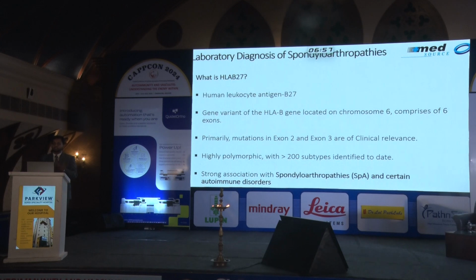HLA-B27 is a gene variant of HLA-B located on chromosome number 6, and in totality it comprises 6 exons. However, mutations detected in exon 2 and 3 primarily are of clinical relevance for identification of SPAs. And it becomes crucial to have not only an accurate but a precise diagnosis for HLA-B27 positivity, because it is a highly polymorphic gene variant and has more than 200 alleles and subtypes reported so far.